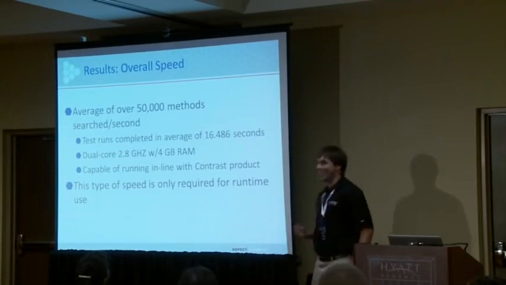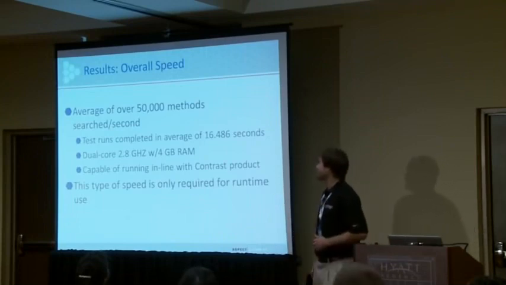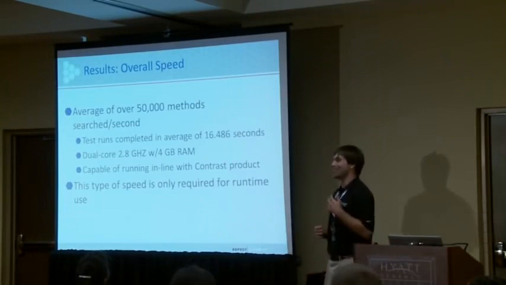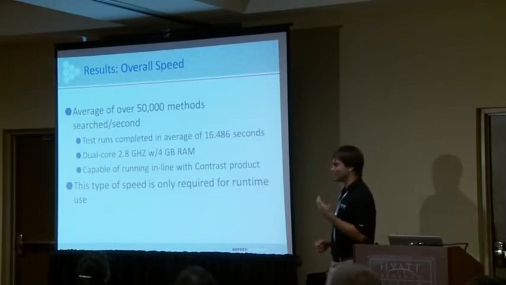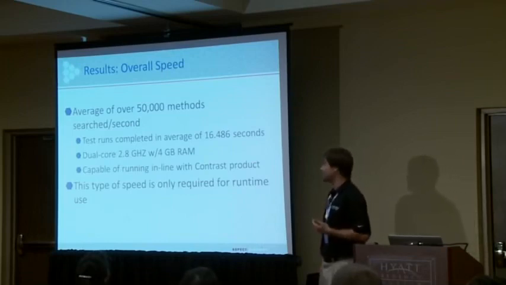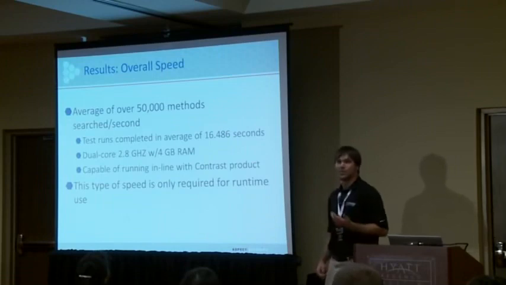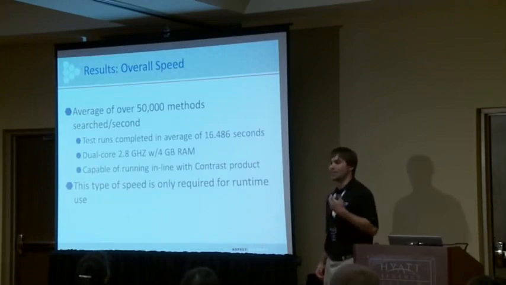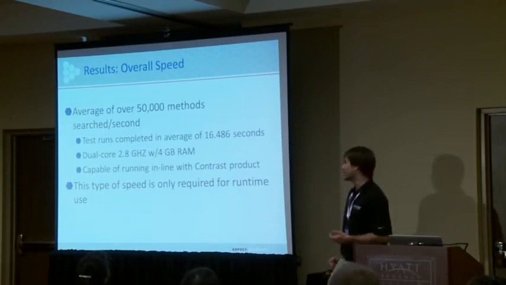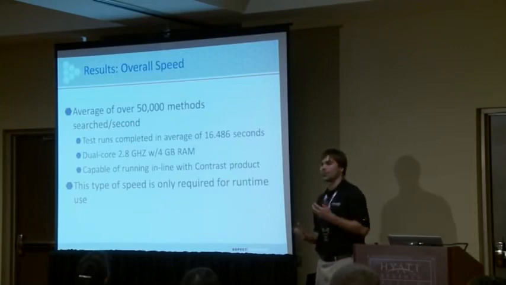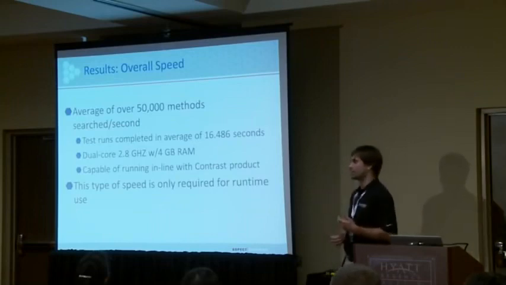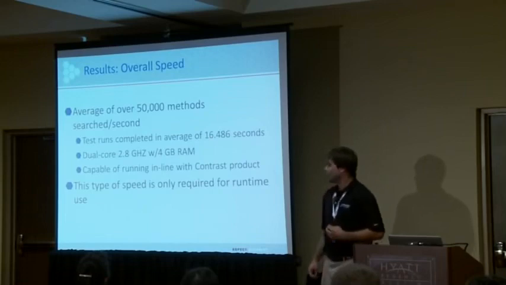right. Anyway, our test on those 1 million methods pretty much completed in an average of 16 and a half seconds. So that's somewhat over 50,000 methods searched per second. So for our purposes, that was fast enough. It's fast enough to run inline with Contrast. And for any other sort of runtime applications you might have, that's a pretty fast speed.